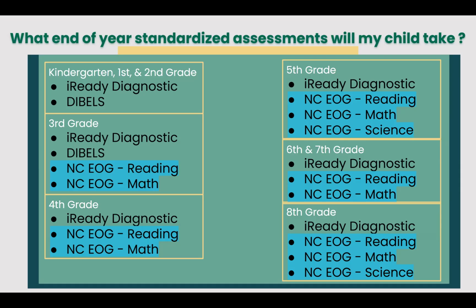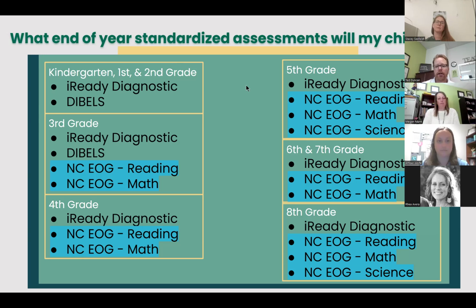In third grade, that's when we start to see students taking the NC EOG in reading and math. That continues on throughout eighth grade. And then in fifth and eighth grade, you'll also see that students take that science end of grade test. And all those end of grade tests take place within the last 10 days.